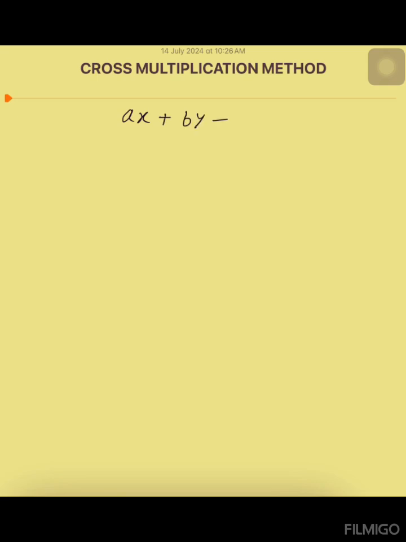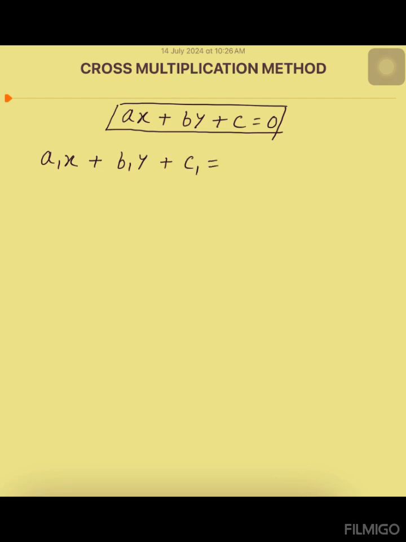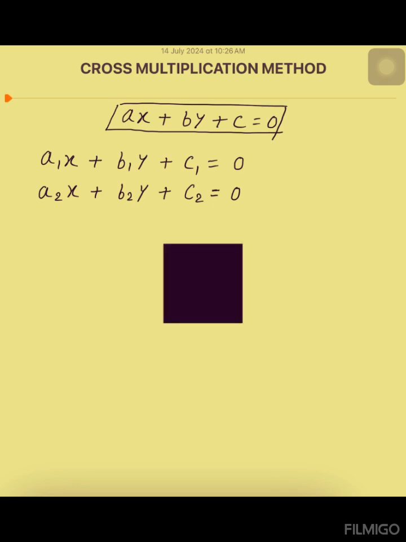At first, what you have to do is to write whatever equation is given in the standard form. What is the standard form? ax plus by plus c equals 0, where x and y are the variables, and a, b, c are the constants. So let us take the rule. This is the first one. I'm going to explain with the rule. So a1, b1, c1, a2, b2, c2, these are the constants over here.